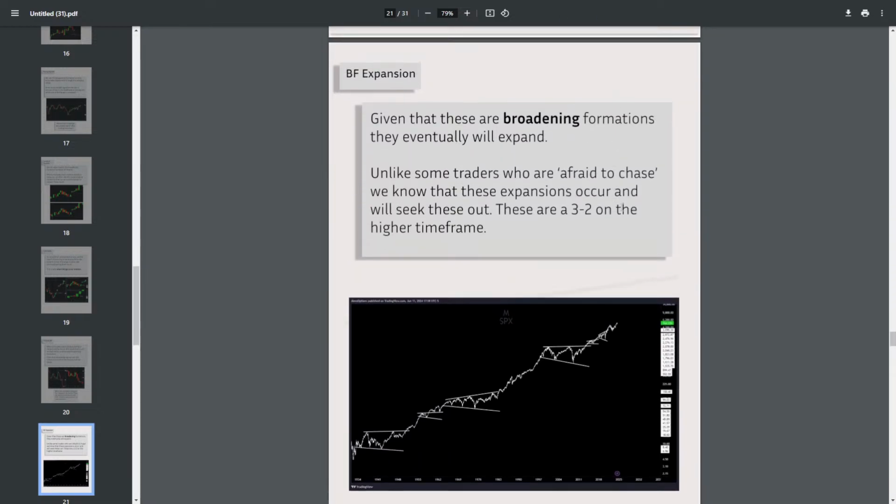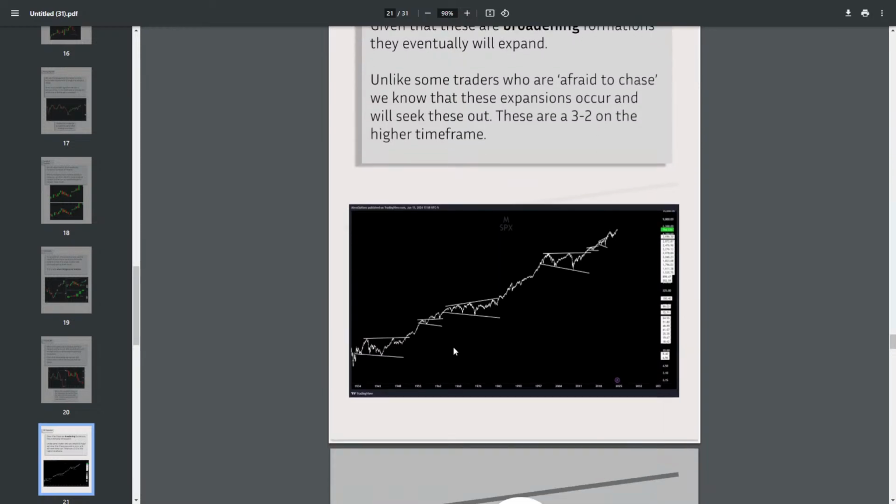And the last thing here, these are broadening formations, meaning they broaden. They will eventually expand. So unlike some traders who are afraid to chase, since we know these expansions occur, we want to seek these out. And this is something we can look for. And these are actually 3-2s on a higher time frame. So if you're ever trading and you see a 3 on the month or the week or the day, the quarter, the year, if that's 3-2, this expansion is occurring.